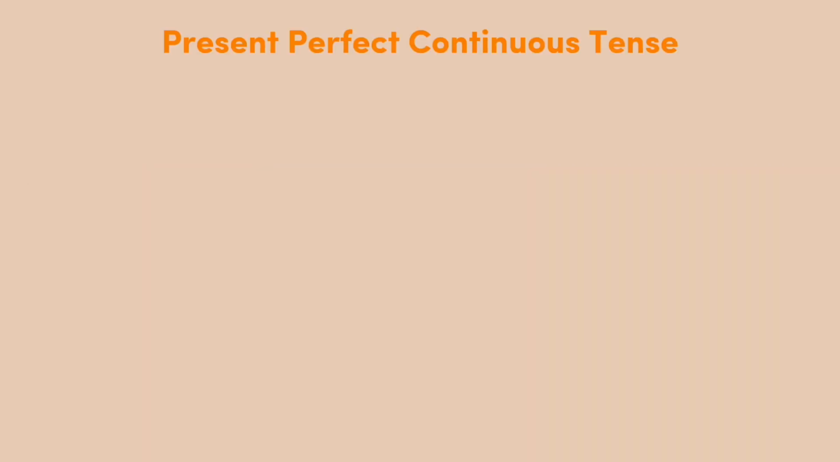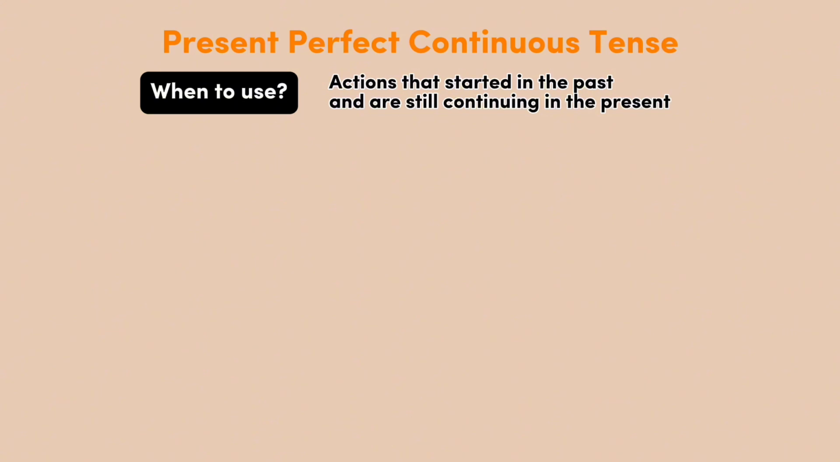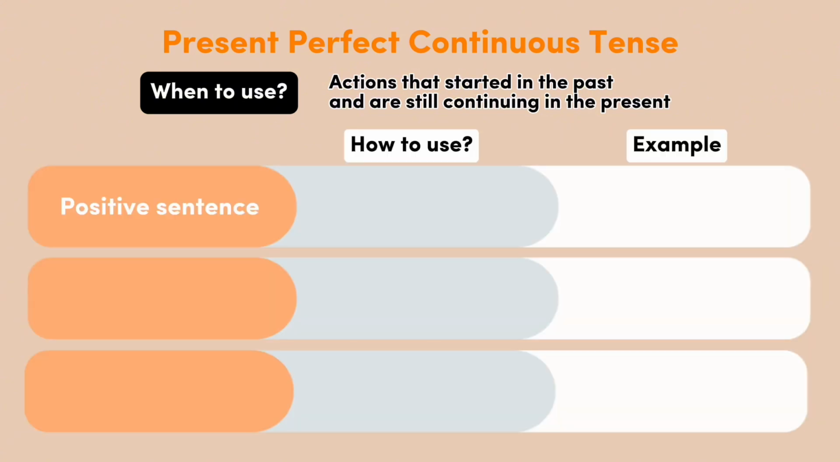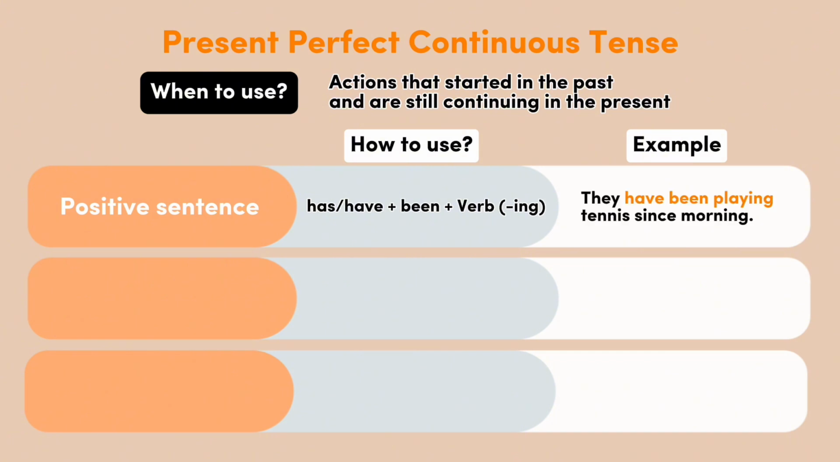Present perfect continuous indicates actions that started in the past and are still continuing in the present. Positive sentences have has followed by been plus a base verb with ing attached to it. They have been playing tennis since morning.